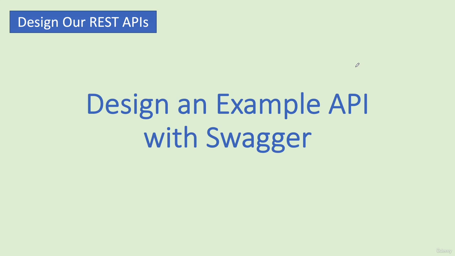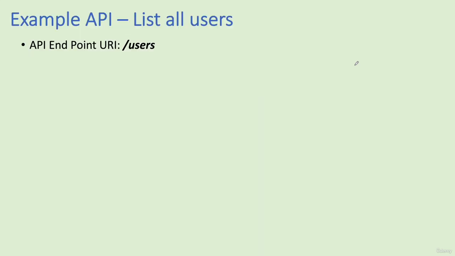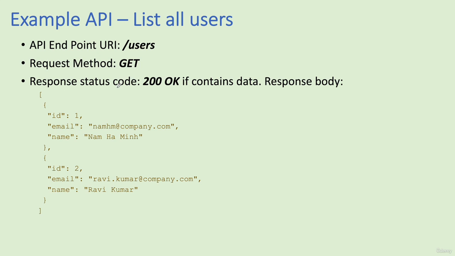In this lecture, you will learn to design an example API with Swagger. This is an example API which I'm going to show you how to design using Swagger Editor. List all users. So the API endpoint URI is /users, and the request method is GET, and the response status code for a successful operation is 200 OK if it contains data, and this is a sample response body, a JSON document that represents a list of users.